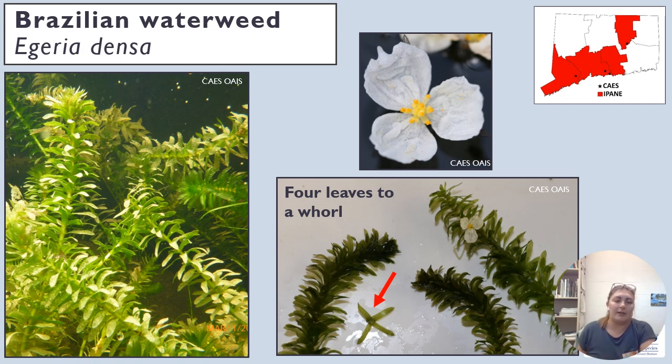Brazilian waterweed, or Egeria densa, is a plant that we often see introduced through the aquarium trade because it is so similar to native waterweed. But the main characteristic of Brazilian waterweed is its 4 leaves to a whorl. It does have these white flowers with 3 petals, and it's very robust. You're going to see a lot of leaves along the stem. It's going to be very bushy, very green. It looks great in an aquarium tank. But doesn't look so great when it's in one of our lakes.